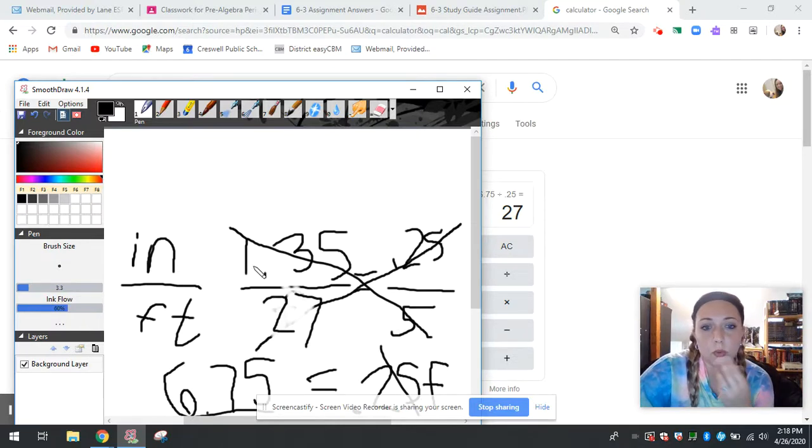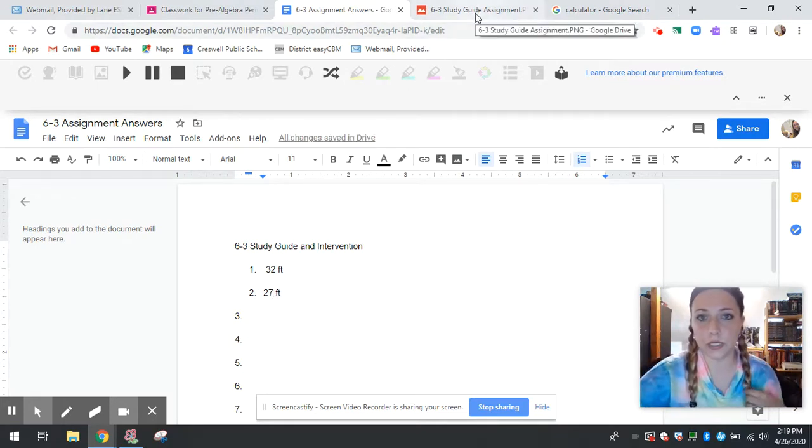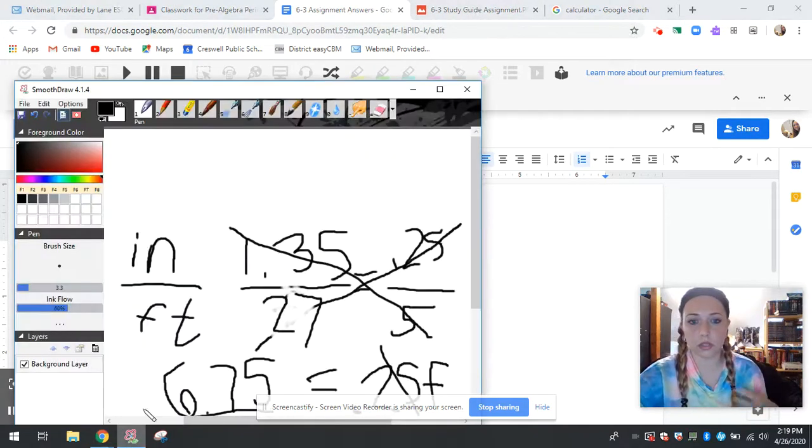So 1.35 over 27 is equal to 0.25 over 5. Really quickly, I'm going to write down my answer, 27 feet. Before I explain how they're equivalent fractions, if you want to check to make sure that you got your answer correct, you can plug this fraction into your calculator.